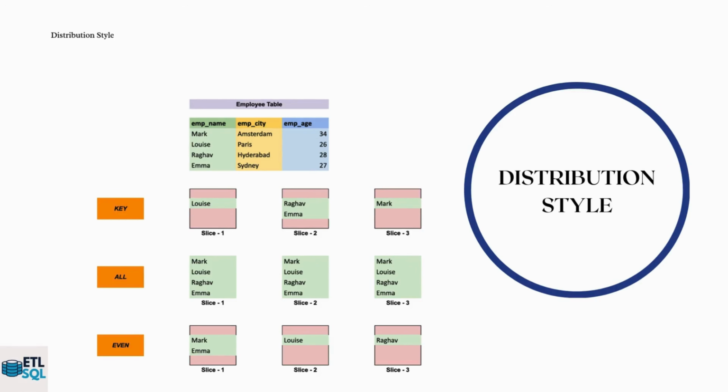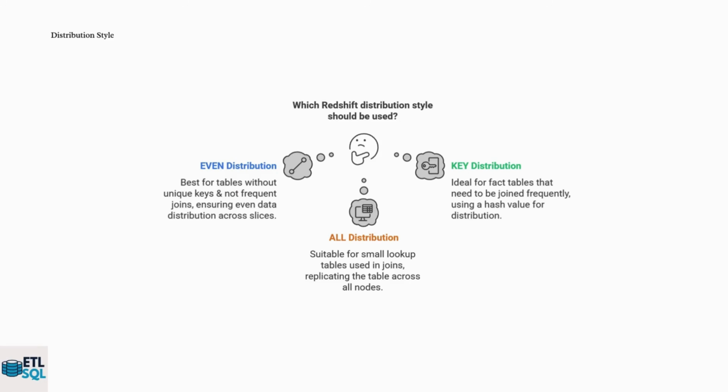And the even one, just randomly in round robin fashion, it will push data across all the slices, making sure that the distribution is even. But since there is no key, there are high chances if such tables are used in joins, there will be some redistribution at runtime. So in this case, row 1 will go to slice 1, then slice 2, then slice 3, and then again slice 1. So that's how rows are distributed in Redshift.